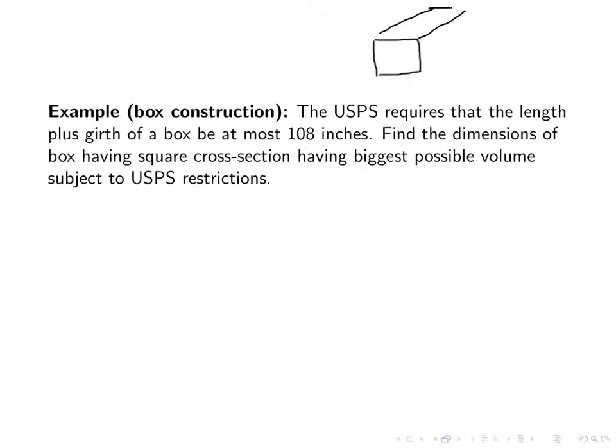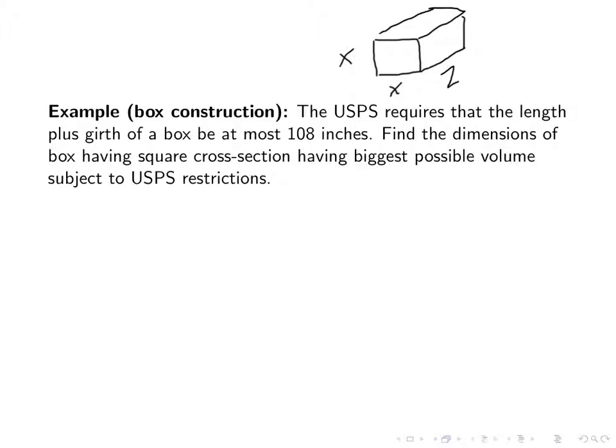So here is a picture of the box, and for a lot of these problems it's a good idea to picture the problem, and you might imagine the side of one of the squares to be x, and the other side is also x by definition of square, and then you have the length of the box, say z for the length. So the restriction that is given is that x plus x plus x plus x plus z is less than or equal to 108.